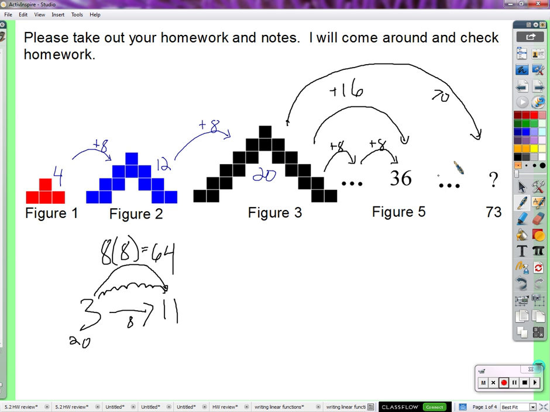Just for a quick recap. You're going to figure 73, and you're starting at figure 3. Right? Everybody agree? Yeah. Going from 3 to 73 takes 70 jumps. Every jump is worth how much? 8. 70 times 8. 560.